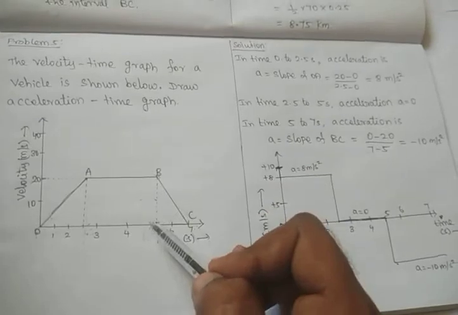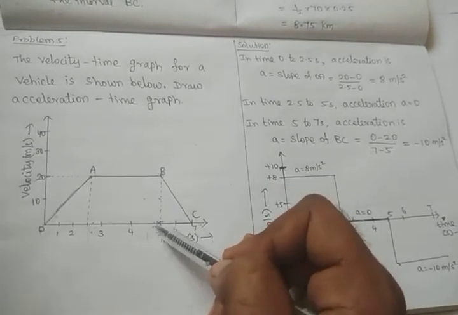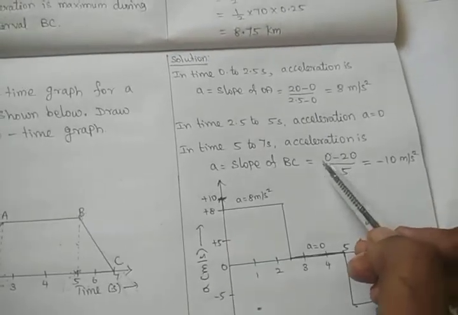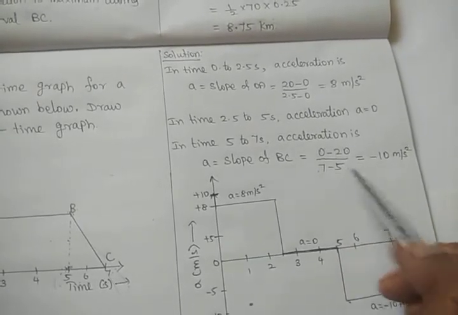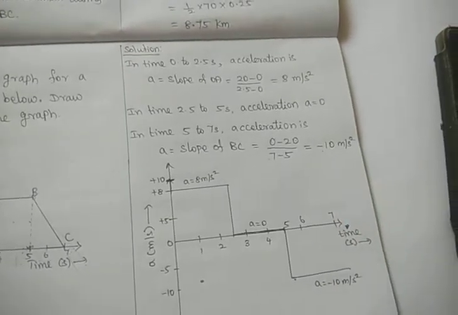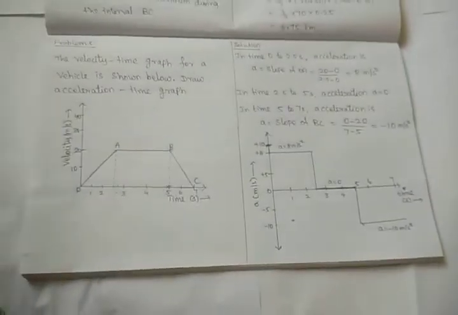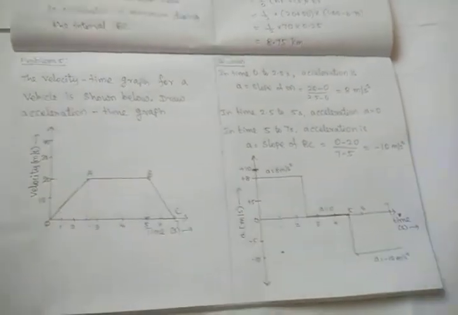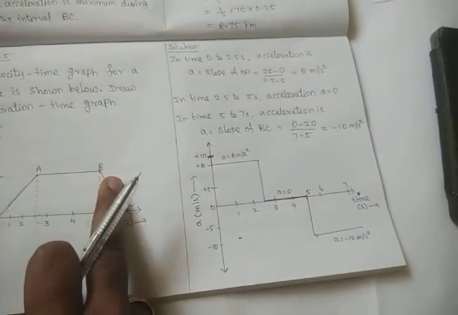So 20 minus 0, we never put that. Final velocity minus initial velocity, only the change in velocity. So you get negative acceleration, minus 10 meter per second square. So very simple. This is 8 meter per second square. This is minus 10 meter per second square.